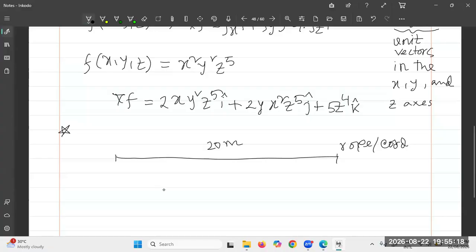Sir, should it be x square y square z to the power 4? Sir, you did not give the y term there. Shouldn't it be x square y square times k vector? Yes, I have made a mistake.